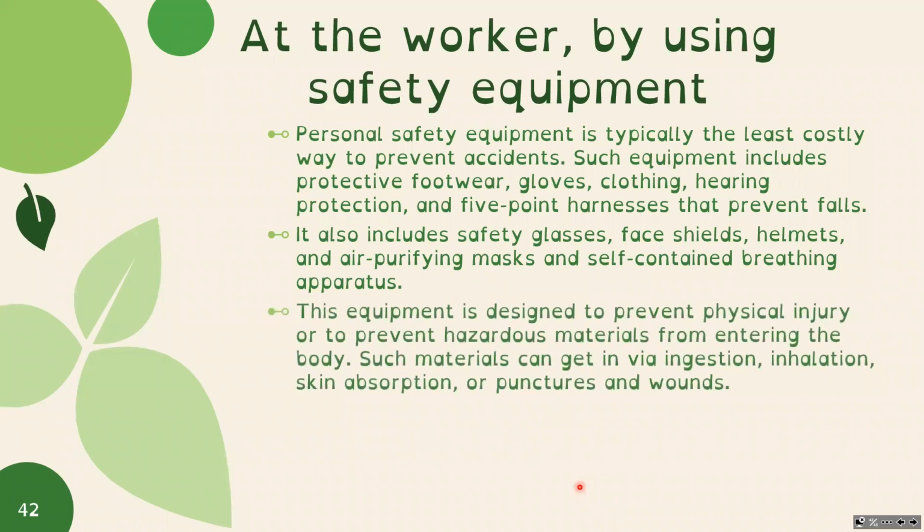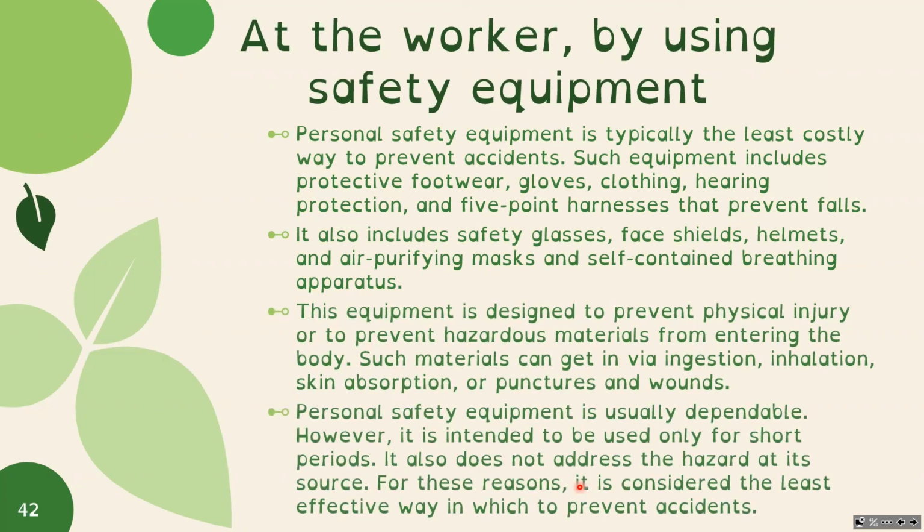This equipment is designed to prevent physical injury or to prevent hazardous materials from entering the body. Such materials can get in via ingestion, inhalation, skin absorption, and puncture and wounds. Personal safety equipment is usually dependable. However, it is intended to be used only for short periods, and it also does not address the hazard at its source. For these reasons, it is considered the least effective way to prevent accidents, but it is probably the one that is most usually used because it is the cheapest for the employer.